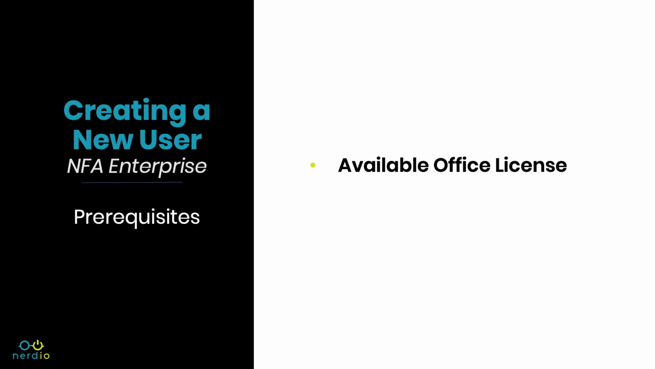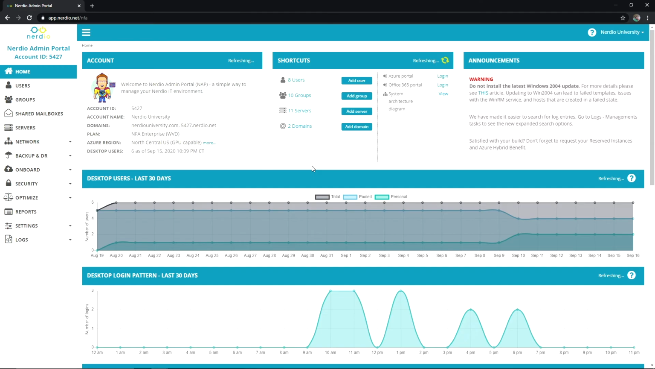Prerequisites here are pretty simple. If the user's going to need access to Office resources, like a mailbox or Office applications, you're going to need an available license in your tenant to assign to the user. Again, what this means is that the Nerdio admin portal can't purchase new licenses for you. You'll need to go ahead and purchase those ahead of time, but we can allow you to assign those licenses once purchased. So let's dive into the admin portal and take a look at the process.